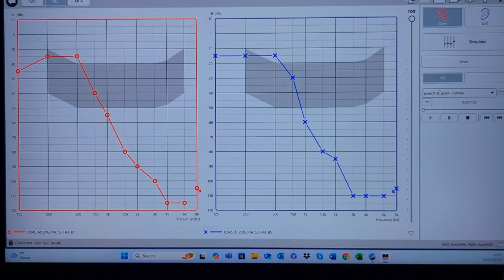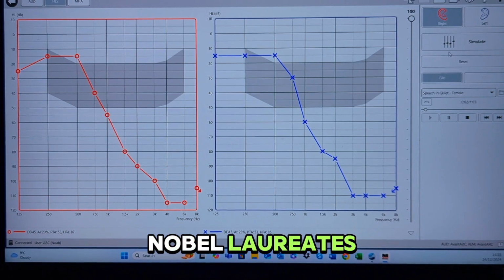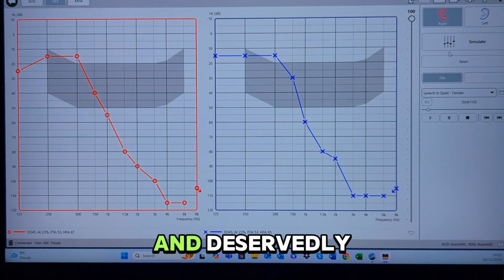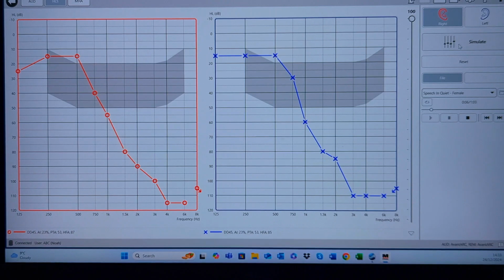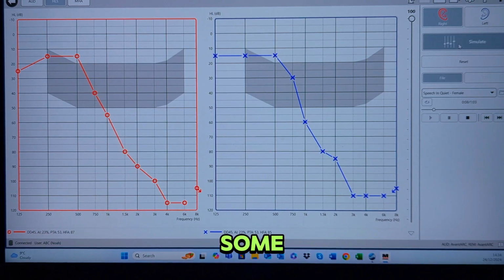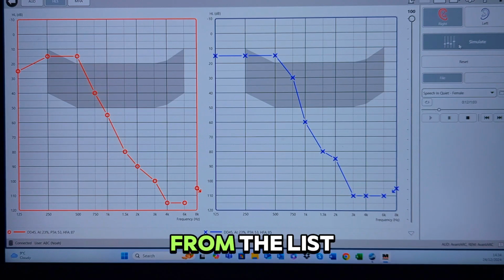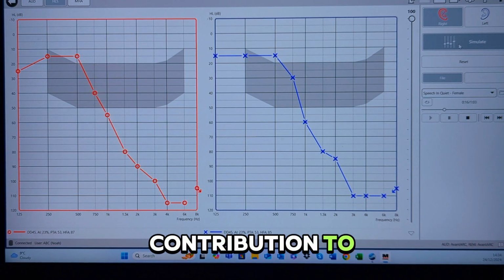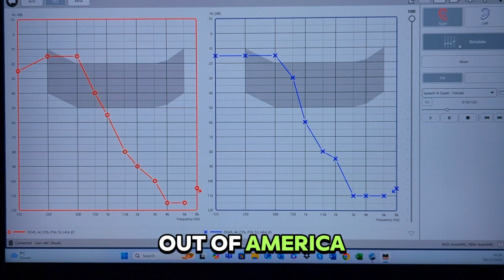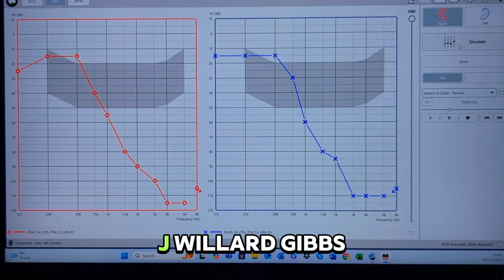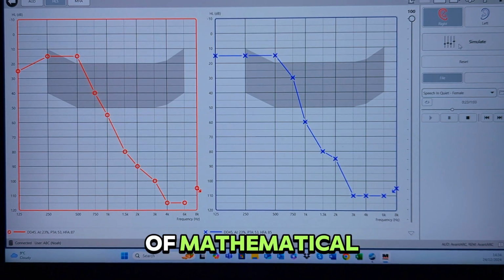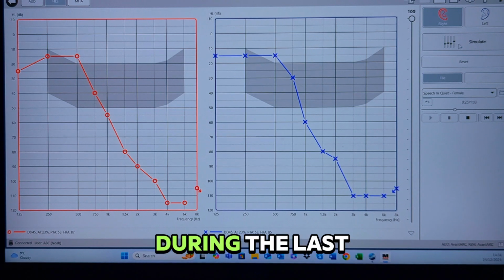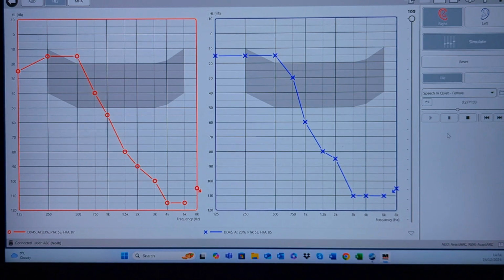Here we go. The roster of Nobel laureates is studded with the names of great and deservedly illustrious persons. Some dreamers, some men of action, a few true geniuses, but there are giants missing from the list. For example, the most fundamental contribution to the physical sciences that has come out of America is the work of J. Willard Gibbs, professor of mathematical physics at Yale University during the last quarter of the 19th century.